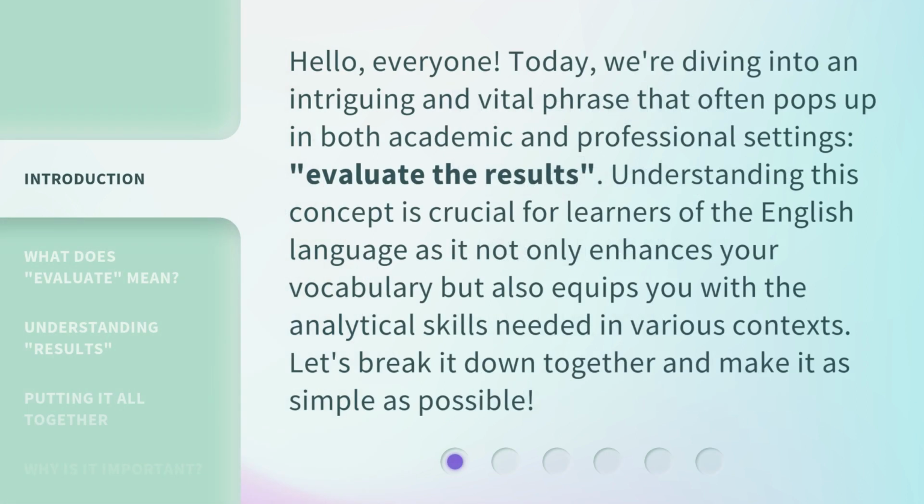Hello, everyone. Today, we're diving into an intriguing and vital phrase that often pops up in both academic and professional settings: "evaluate the results." Understanding this concept is crucial for learners of the English language, as it not only enhances your vocabulary but also equips you with the analytical skills needed in various contexts. Let's break it down together and make it as simple as possible.